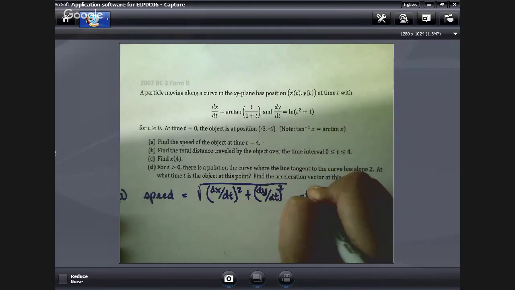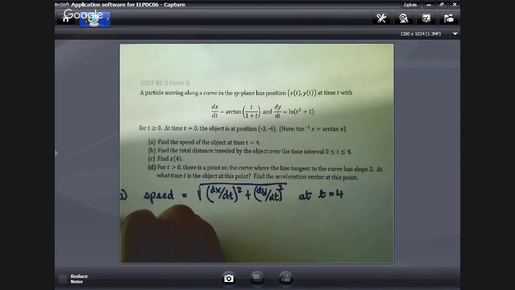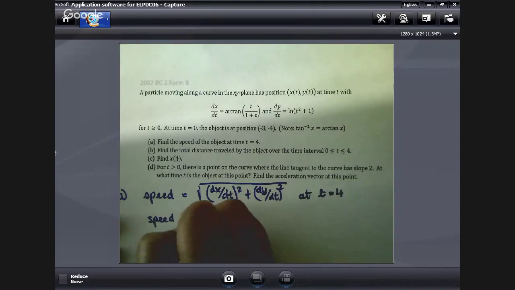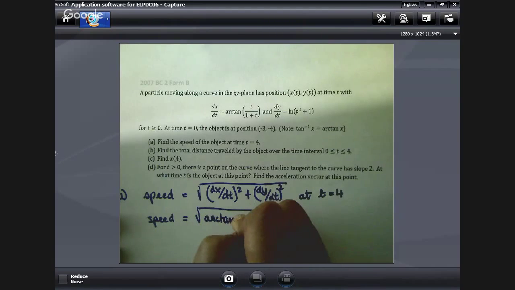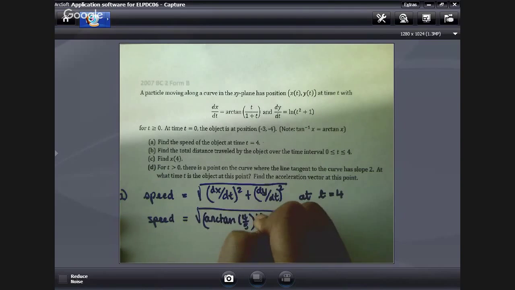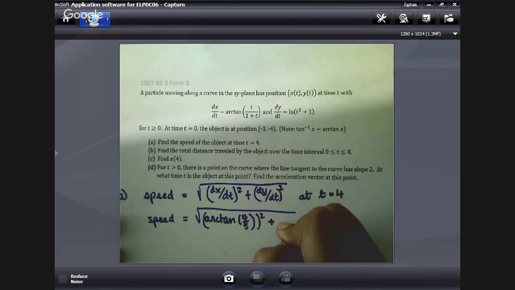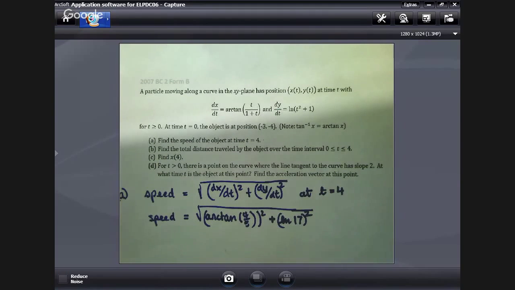And at t equals 4, that means the speed is equal to the square root of arctan of 4/5 all squared plus ln 4 squared, which is 16 over 17 squared. Now, actually, I can stop right there. That is a perfectly good answer for the speed, right?